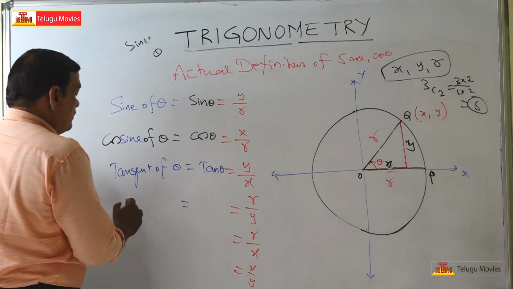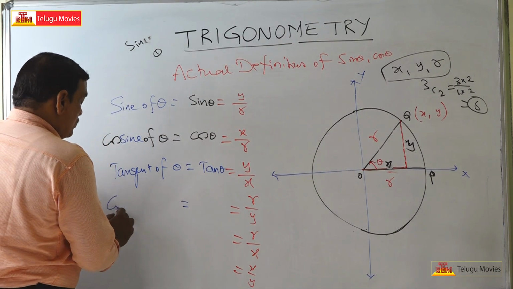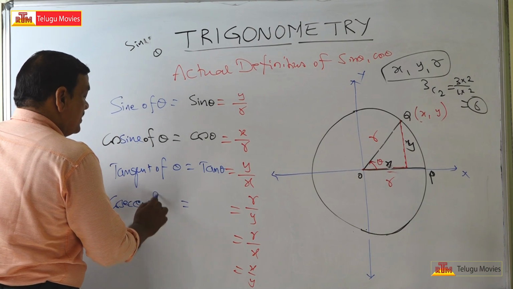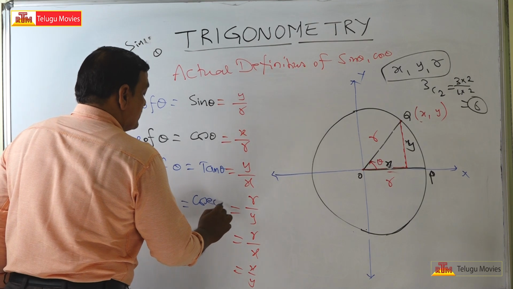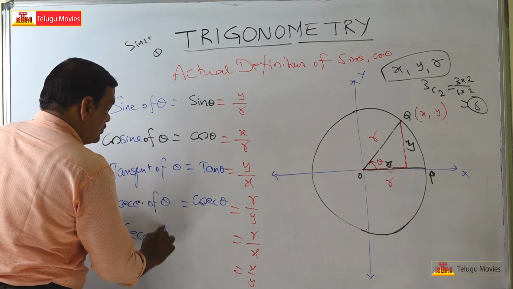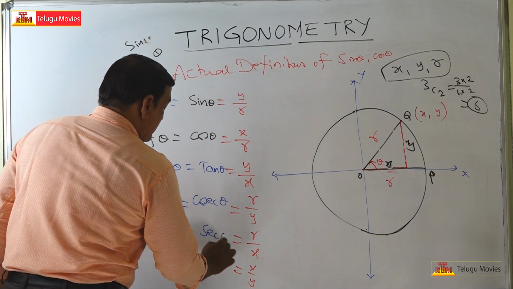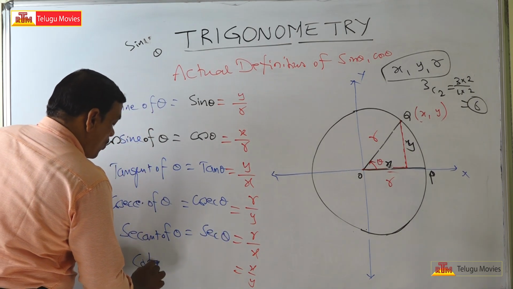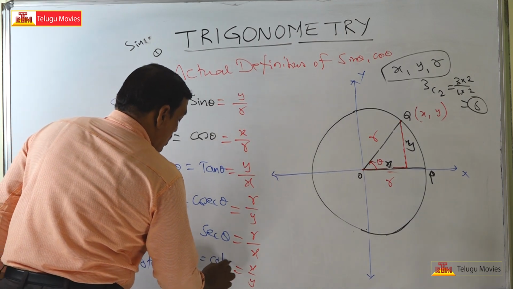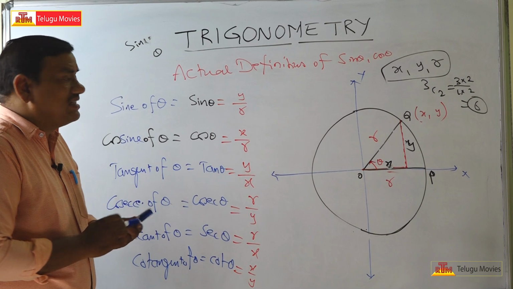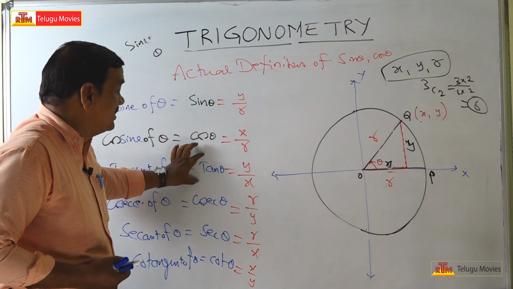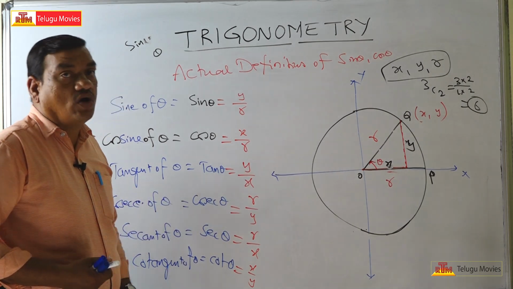The next one is cosecant of theta, short form cosec theta. Next is secant of theta, short form sec theta. This is cotangent of theta, cot theta. Understand this? These are just names of the ratios: sin theta, cos theta, tan theta, cosecant theta, secant theta, cot theta.